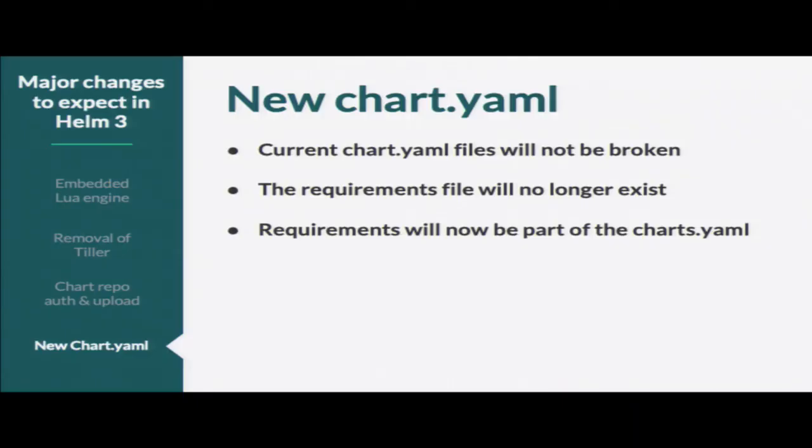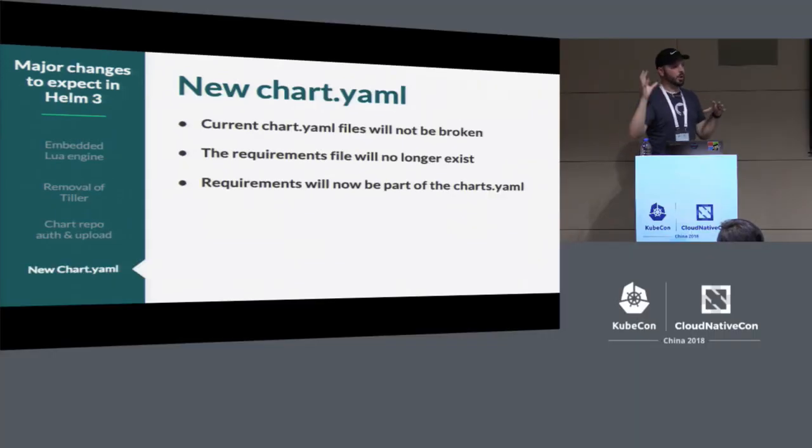Okay, so we have just a little bit more time, and I'm actually allowed to get to the last major change. So this new chart.yaml. The current chart.yaml files will not be broken by the new changes here. Basically, we are combining the requirements.yaml file, which was created in the first place for backwards compatibility. We didn't want to break certain workflows, but the requirements file will no longer exist.